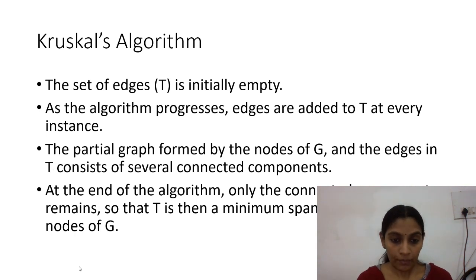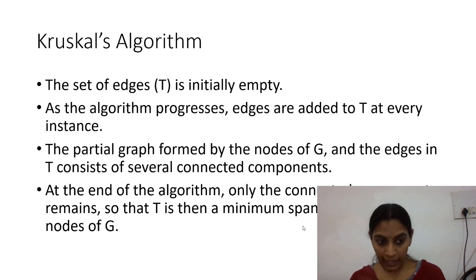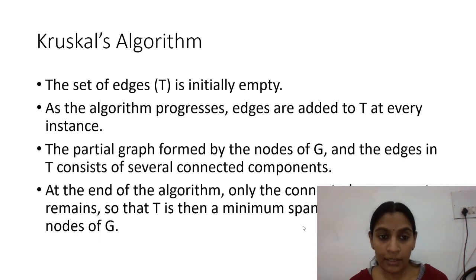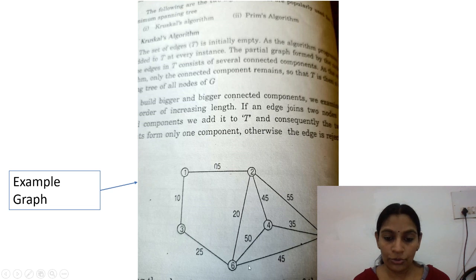The partial graph formed by the nodes of G and the edges in T consists of several connected components. When we see the example, it will be more clear. I'll come back to the steps once the example is done. And at the end of the algorithm, only one connected component remains, so that T is the minimum cost spanning tree of all nodes of G. The last two sentences may be a little confusing, but I'll come back once the example is done. Okay, so we are going to solve this particular problem.